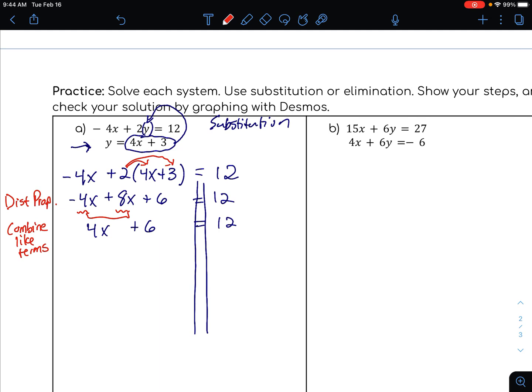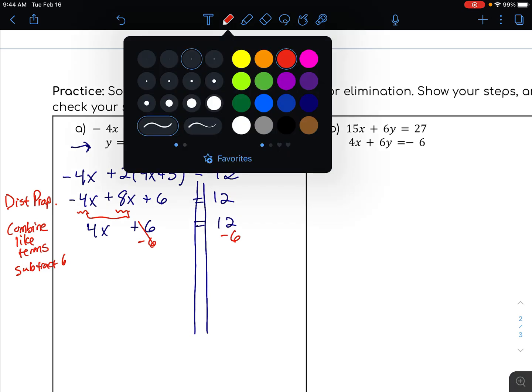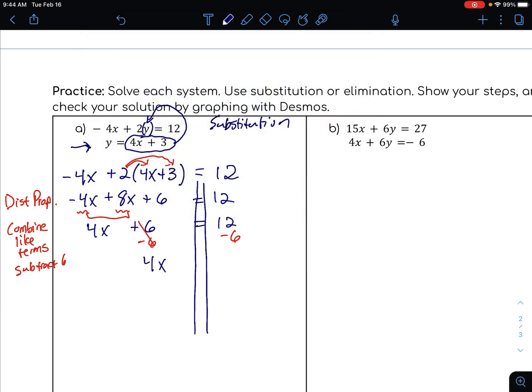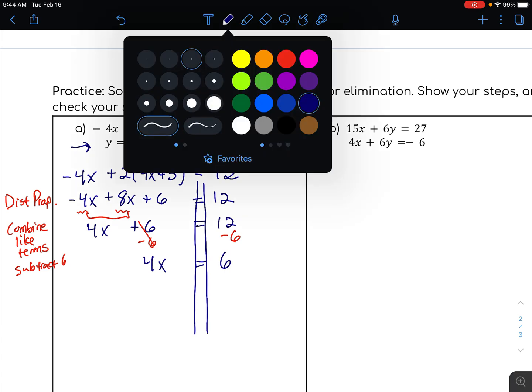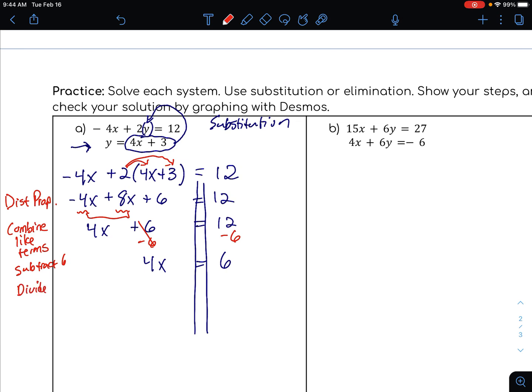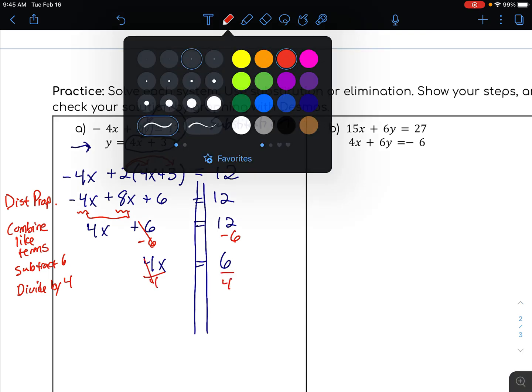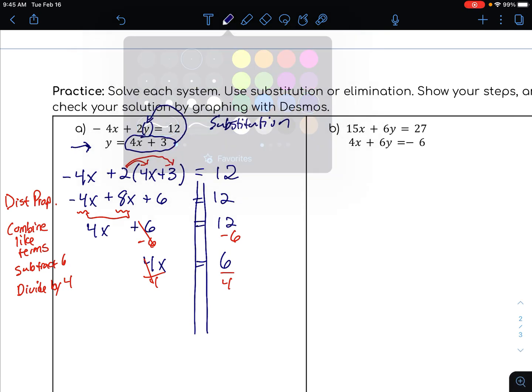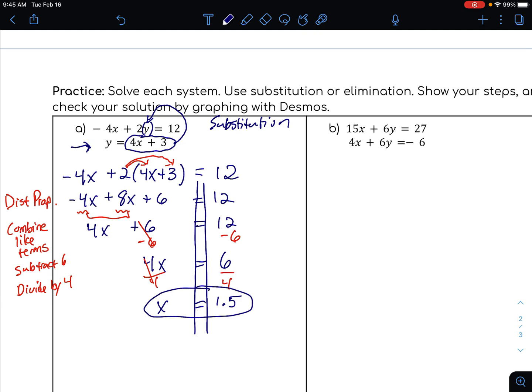All right, now we go ahead and solve by undoing from both sides of the equation. So now we subtract 6 from both sides of the equation to undo the 6 and eventually start to get x by itself to solve for x. 12 minus 6 is 6. And then we can divide by 4 to undo the multiplication here. We'll divide both sides by 4, and we get x is equal to 6 divided by 4, which is 1.5.